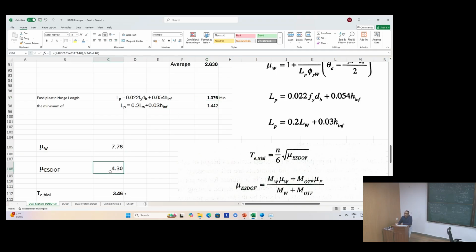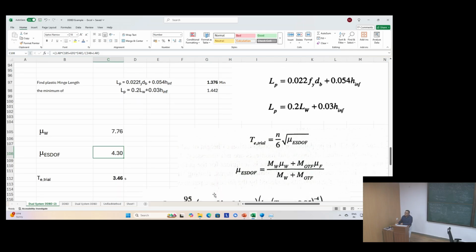Your mu SDOF now, as per this formula, your MW, MOTF will not change because those are geometric functions, they are global geometric functions. You have a new MSDOF, and that gives you a new TE trial of 3.46. Everybody following so far?